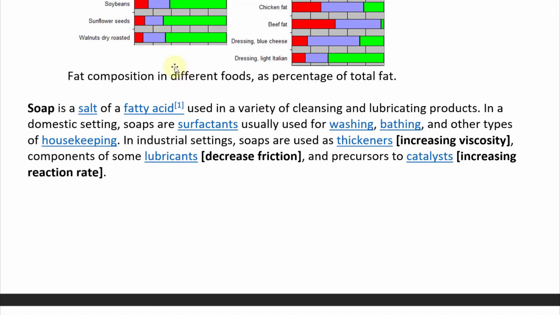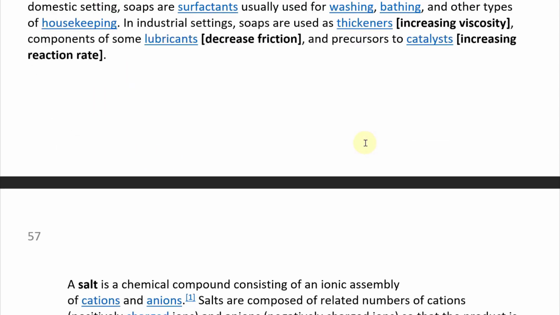Let's keep going further. Soap is a salt of a fatty acid used in a variety of cleansing and lubricating products. In a domestic setting, soaps are surfactants usually used for washing, bathing, and other types of housekeeping. In industrial settings, soaps are used as thickeners for increasing viscosity, components of some lubricants, decreasing friction, and precursors to catalysts, which increase reaction rates.